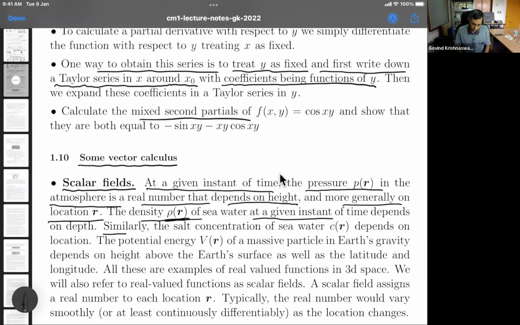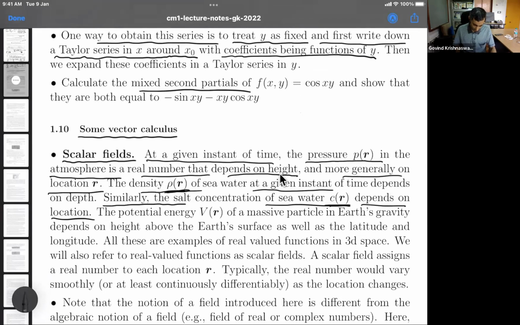So similarly, you may have the salt concentration of seawater, C of R. That again depends on the location. Near the mouth of a river, the salt concentration may be higher because the water is bringing salt from the earth, from the land, from rocks, and so on.